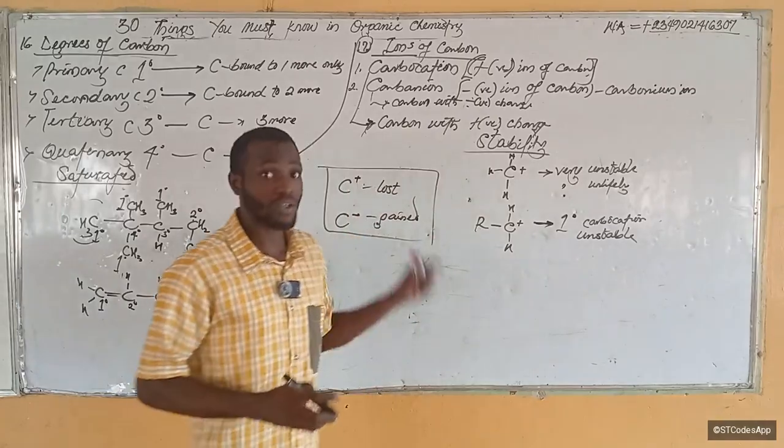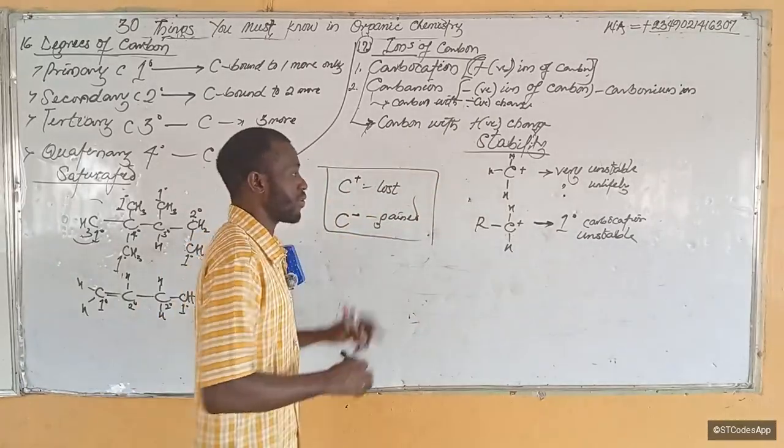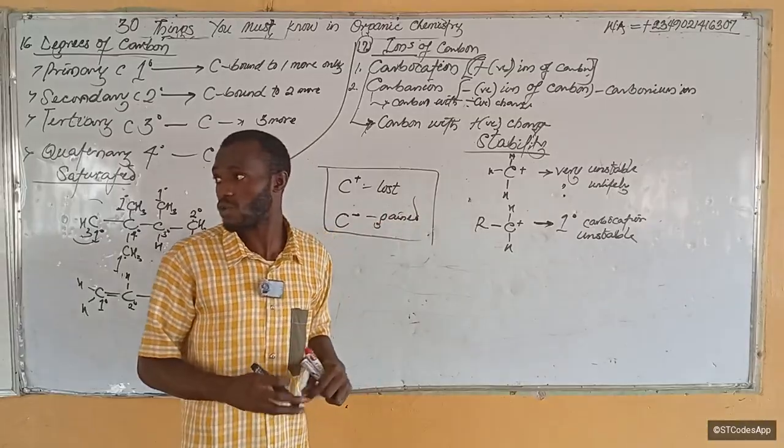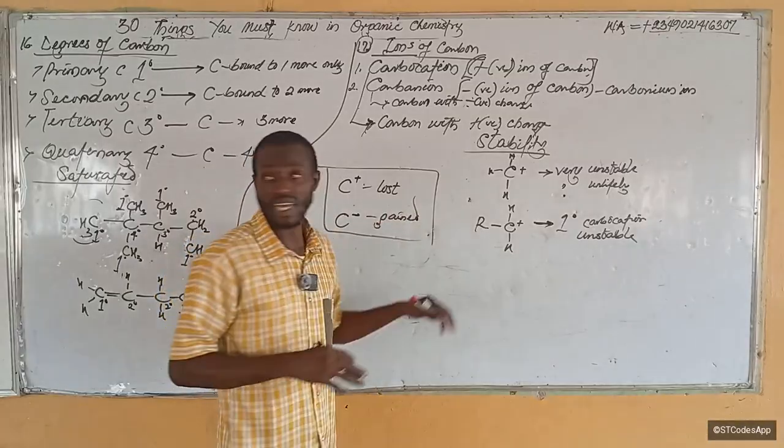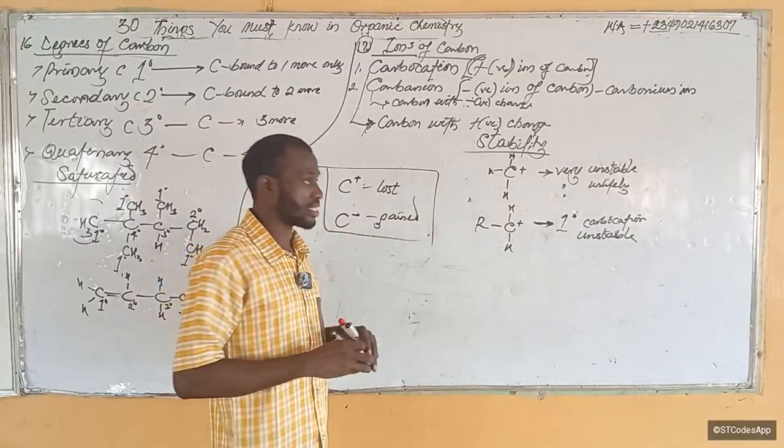Now, why is it unstable? We are going to talk about it, okay? But first, know the ones that are stable, the ones that are unstable, and how their stability increases as we go down, or stability decreases. Is that clear?